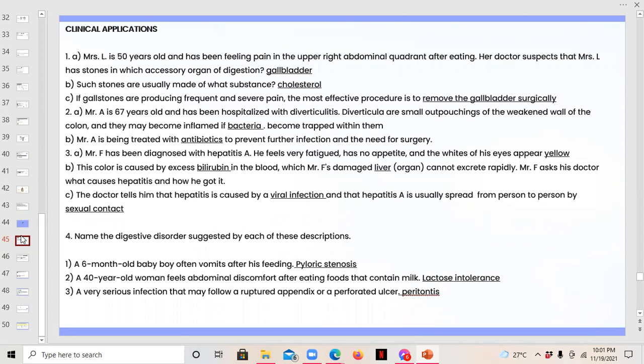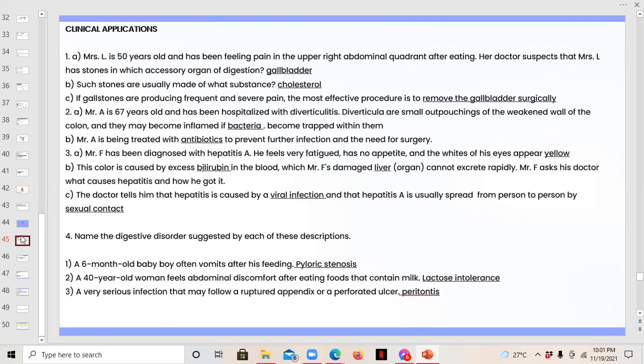Number 2, letter A. Mr. A is 67 years old and has been hospitalized with diverticulitis. Diverticula are small outpouchings of the wall of the colon, and they become inflamed if, our answer, bacteria become trapped within them. Letter B. Mr. A is being treated with antibiotics to prevent further infection and the need for surgery.